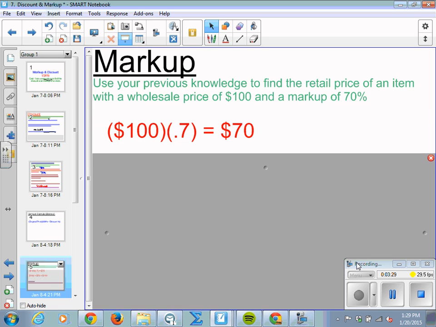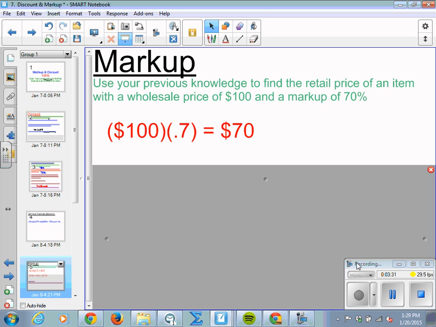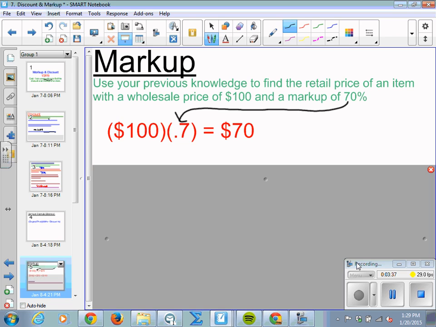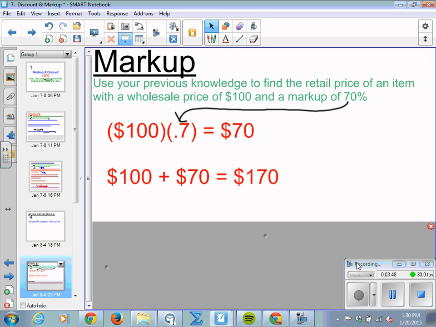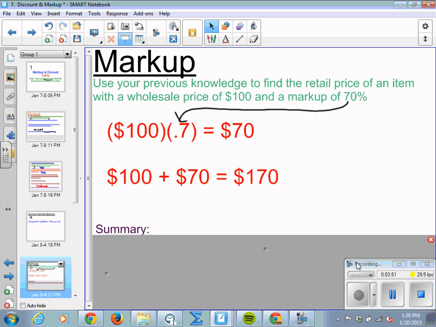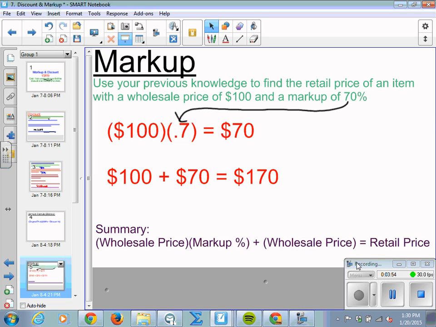So remember that 70% is 7/10 from the decimal percent fraction lesson. We take $100, we times that markup percentage, and we get our answer of $70. That's the markup amount. Now we add that to the wholesale price of $100 to give us $170. So to summarize, we have the wholesale price times the markup percentage plus the wholesale price gives us the new retail price. Remember, order of operations, we do the multiplication first: wholesale price times markup percentage, and there we go.